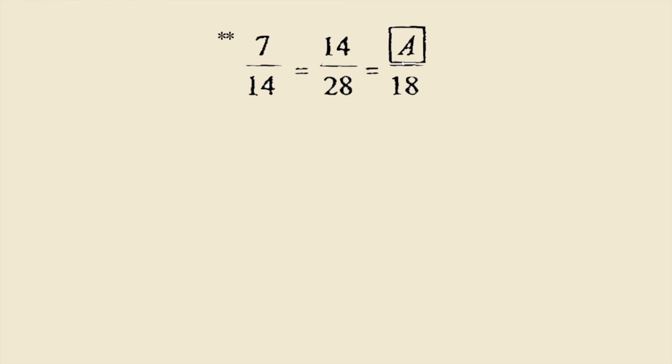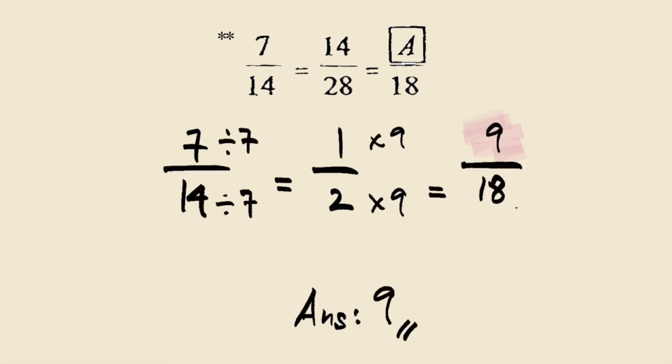So the question is, can we turn somehow this 7 over 14 into a fraction with 18 as the denominator? Well, let's do it. Okay, so we'll divide by 7, giving us 1/2. Can this 2 here turn into 18? Absolutely. We'll just times 9. And the answer is 9 over 18. No, sorry, the answer is 9.